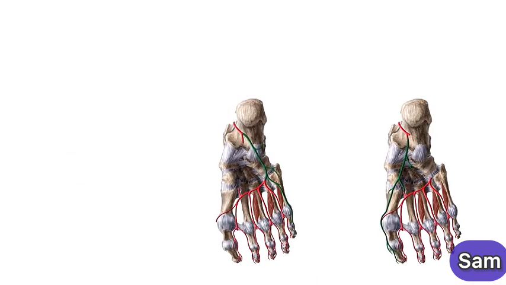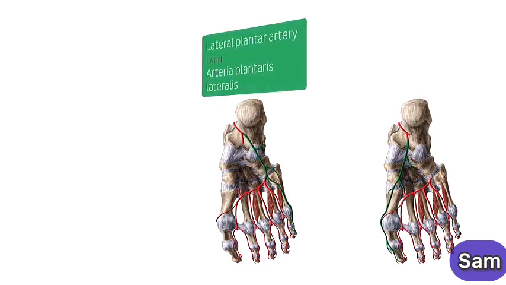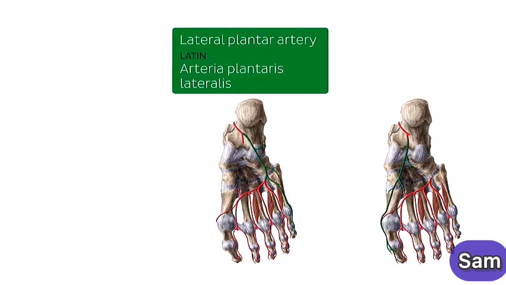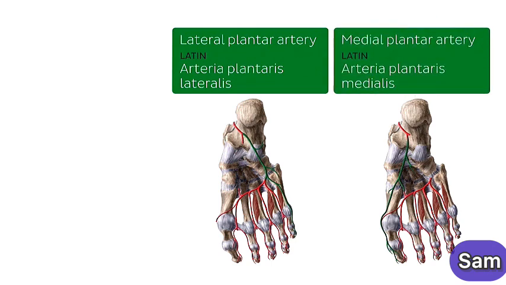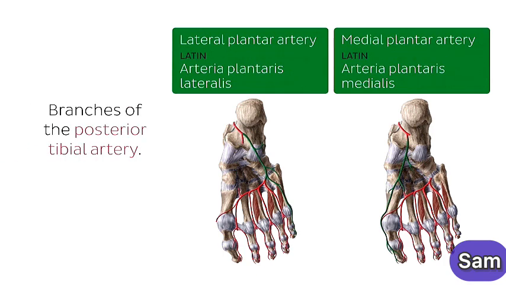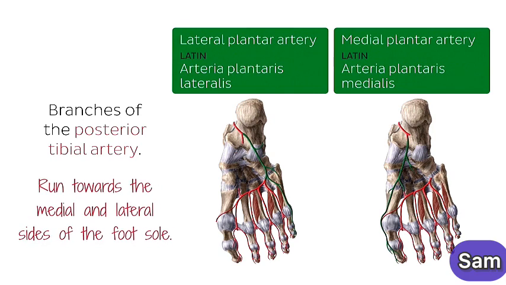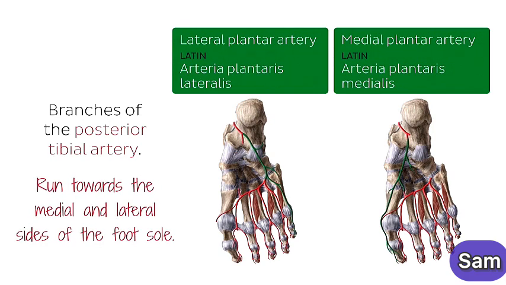The next set that we're going to be seeing, now we're looking at the plantar side of the foot. I just turned these images. And we're looking at two highlights here. On the left side, we have the lateral plantar artery. And on the image on the right side, we have the medial plantar artery. These two arteries are branches of the posterior tibial artery. Remember that the dorsal artery of the foot is the continuation of the anterior tibial artery. They run towards the medial and lateral sides of the sole of your foot.